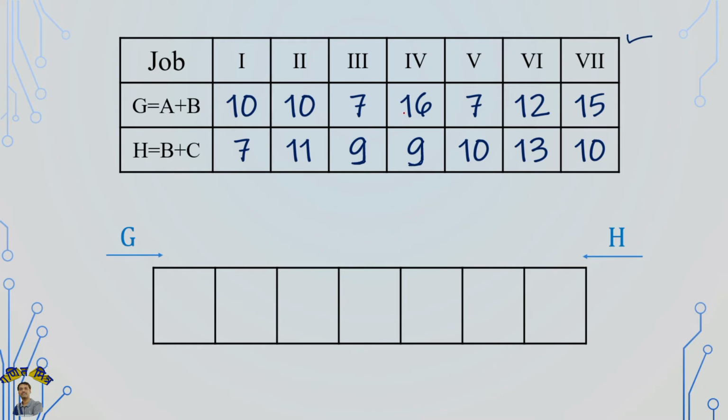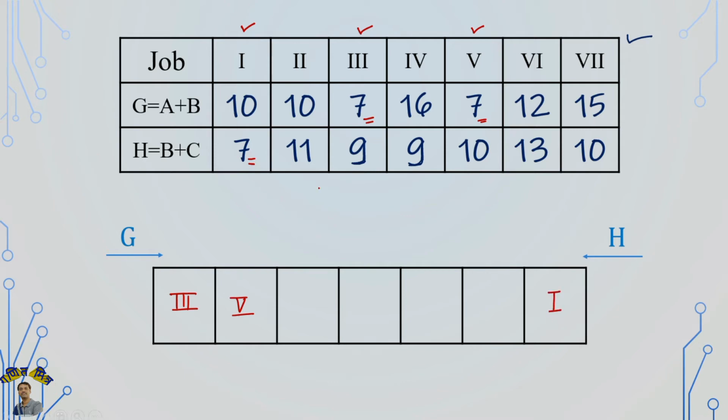Now you can see there is 7, which is the smallest among all, but it is for 3 different values. Okay, now of these 3 values, job 3 and job 5 are for G. So I'm going to write job 3 here and job 5 here. Also there is 7 for job 1, and it is for H. So I'm going to write 1 here.